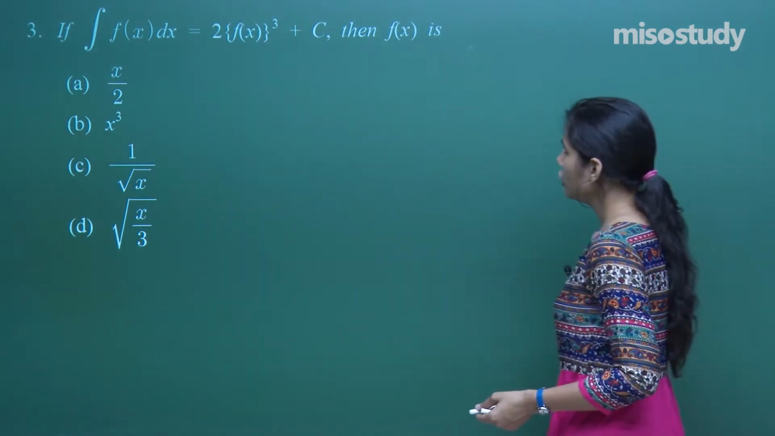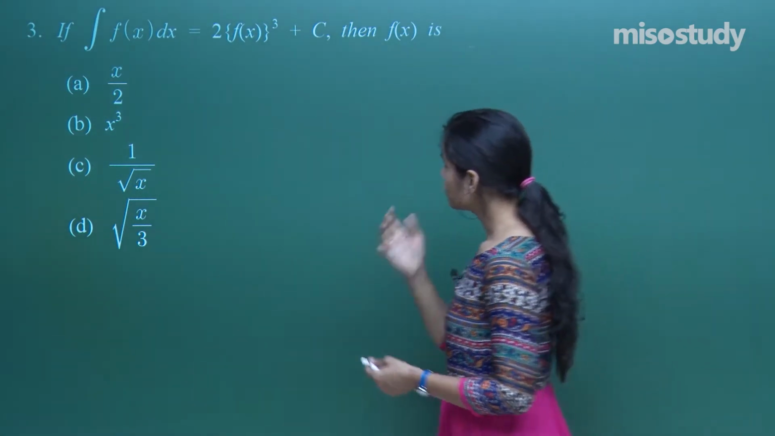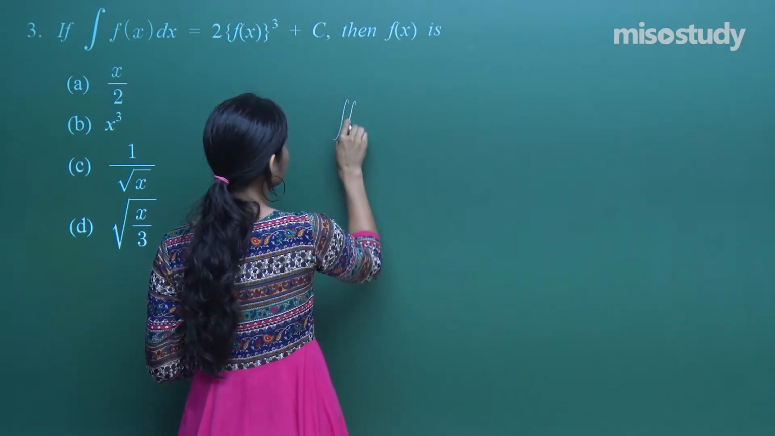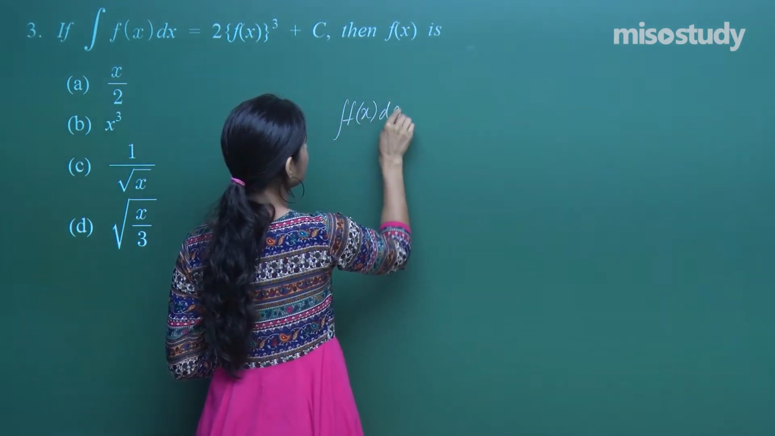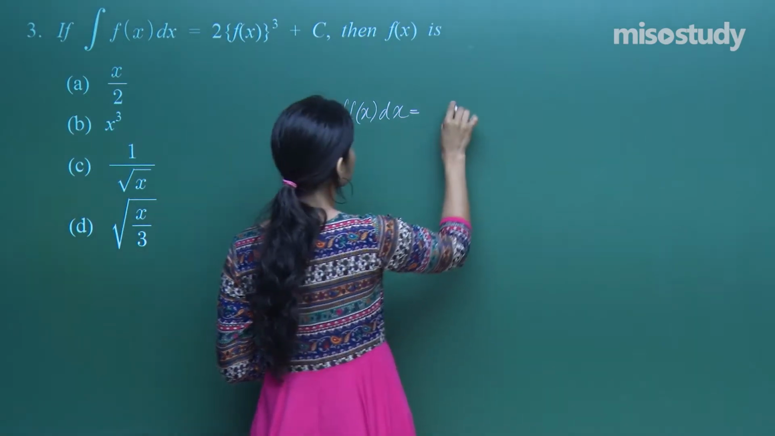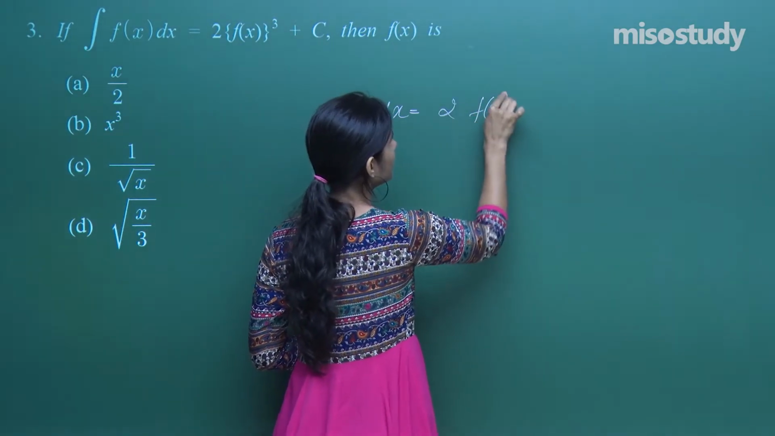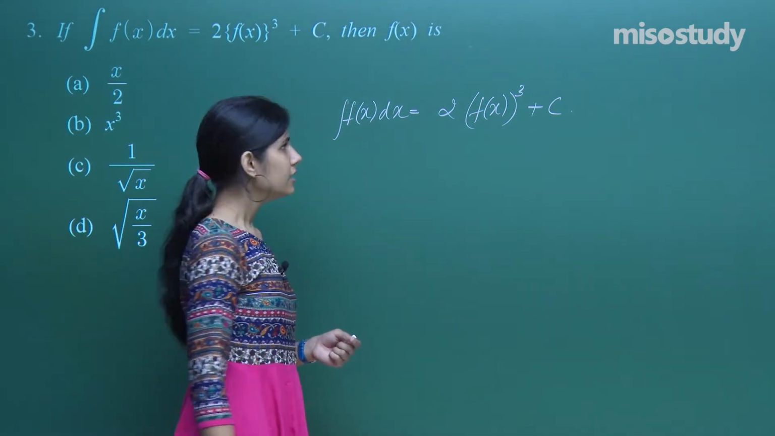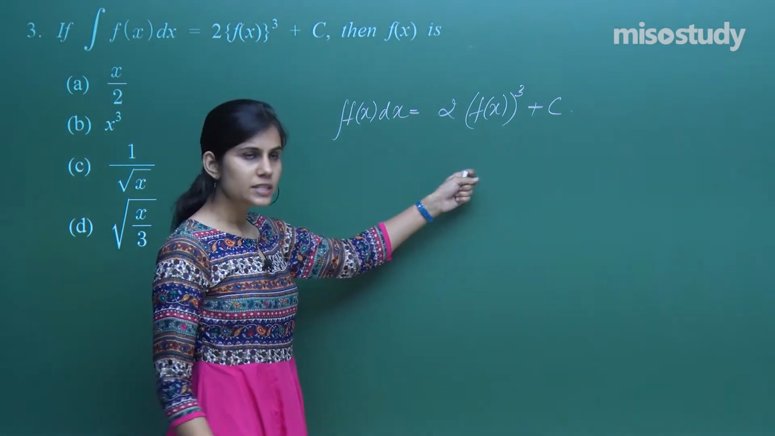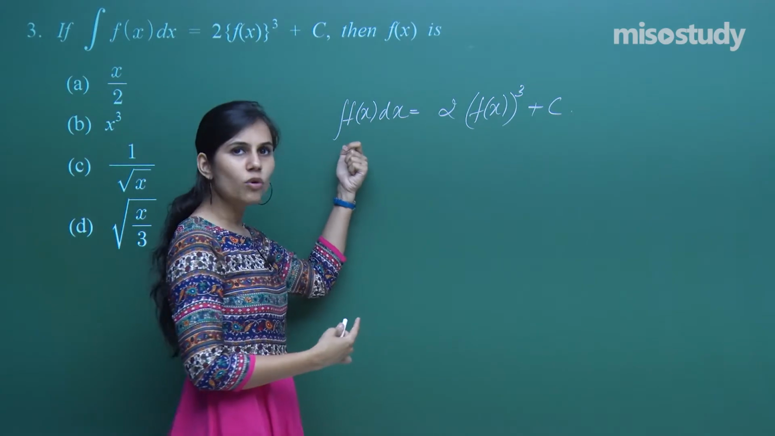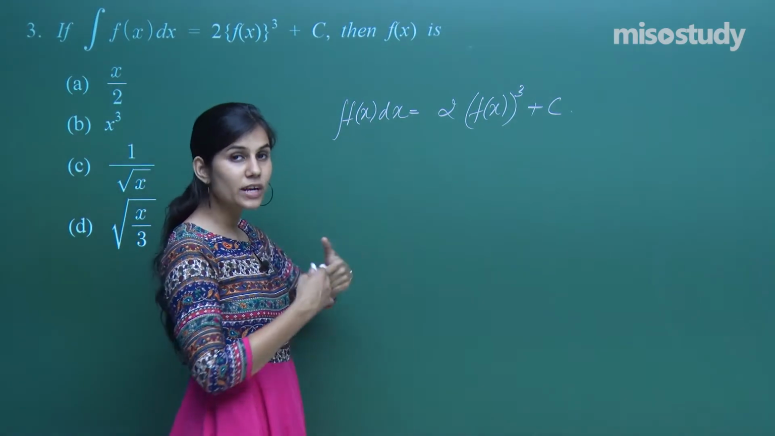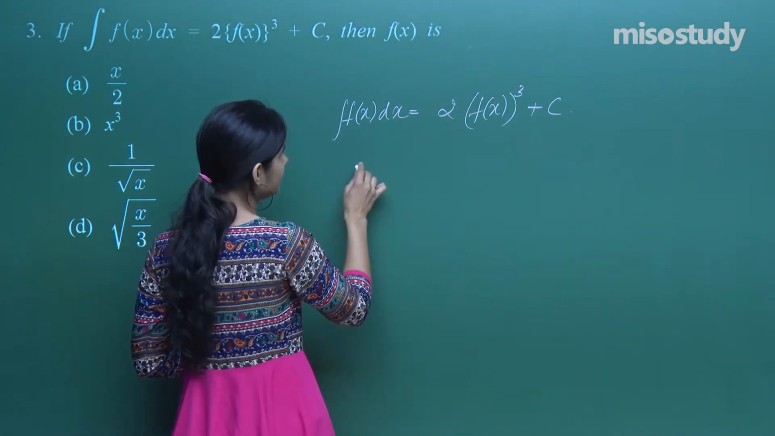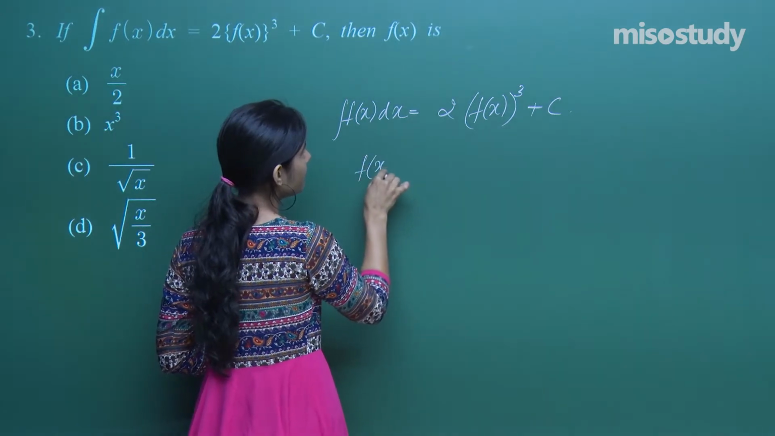Okay. So integral f(x) dx is given to us as what? Integral f(x) dx is given to us as twice of f(x) whole cube plus c. If you differentiate both sides with respect to x, because I want f(x), so I don't want this integral sign. I want my f(x) to get rid of this integral sign. d/dx, when you do, you are just left with f(x).